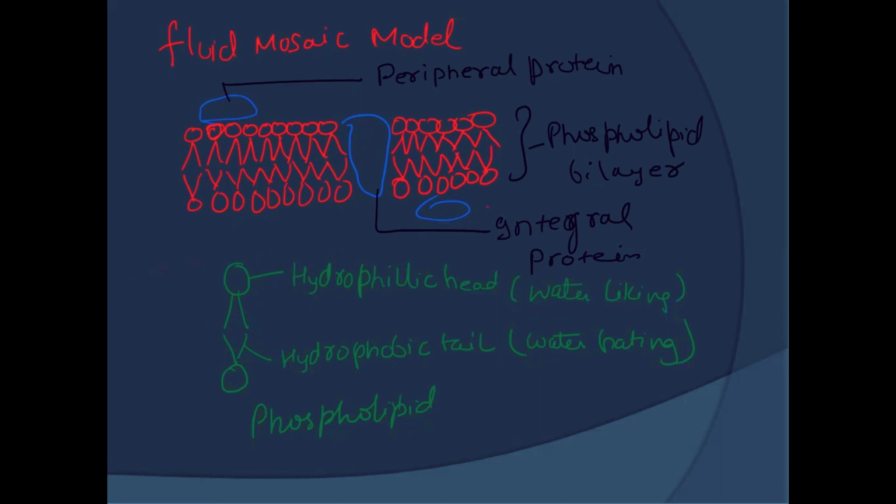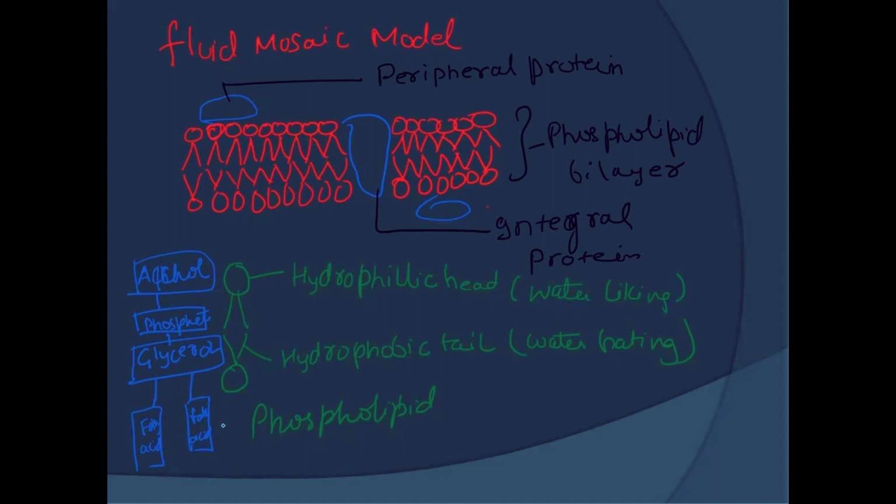Now what does it constitute? The head part has alcohol, then you have a phosphate moiety, and to this you have glycerol. Then in the tail part you have the fatty acid tails, two fatty acid tails. So this is how your structure looks. This is the phospholipid bilayer.